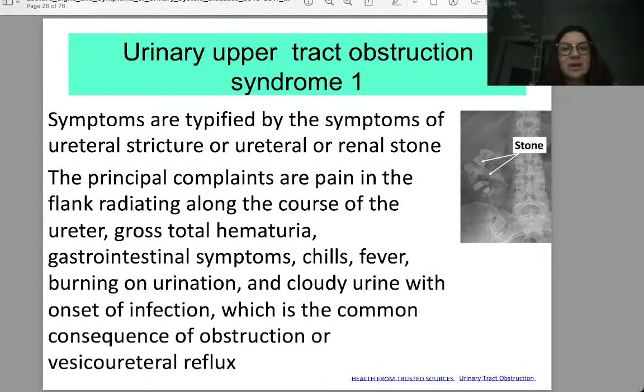Symptoms are typified by the symptoms of ureteral stricture or ureteral or renal stone. The principal complaints are pain in the flank radiating along the course of the ureter, gross total hematuria, gastrointestinal symptoms, chills, fever, burning on urination, and cloudy urine with the onset of infection, which is the common consequence of obstruction or vesicoureteral reflux.